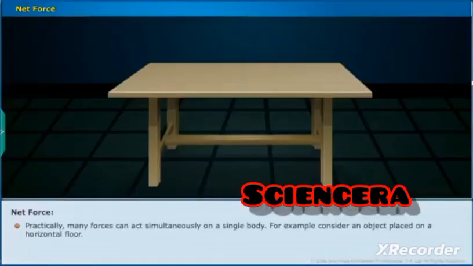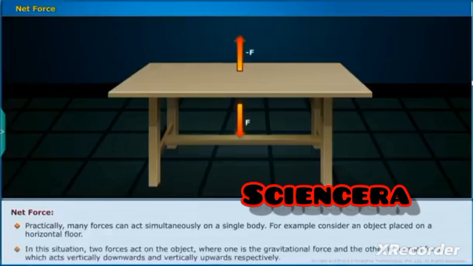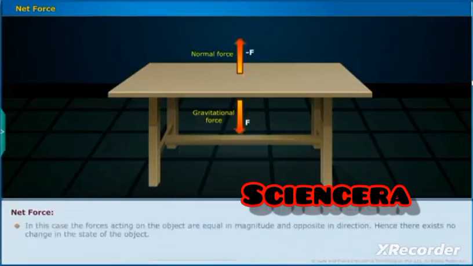Practically, many forces can act simultaneously on a single body. For example, consider an object placed on a horizontal floor. In this situation, two forces act on the object, where one is the gravitational force and the other is normal force, which act vertically downwards and vertically upwards respectively. In this case, the forces acting on the object are equal in magnitude and opposite in direction. Hence, there exists no change in the state of the object.